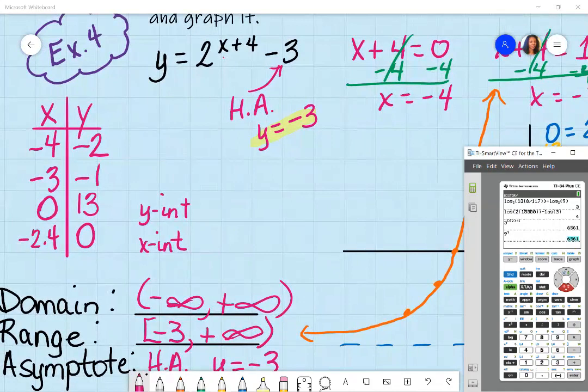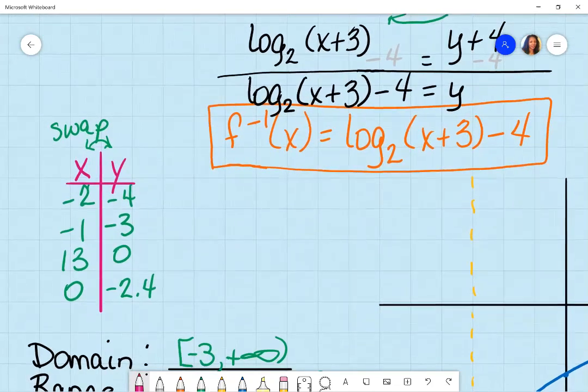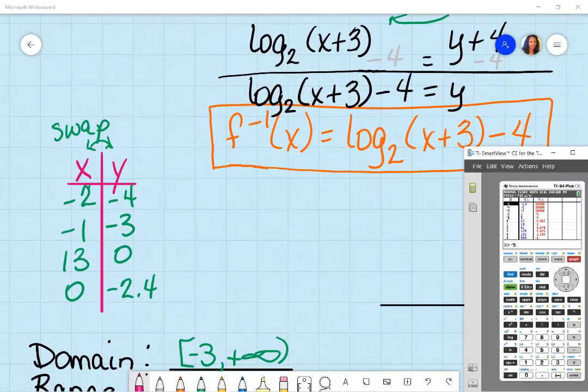Okay, so I'm going to go to y equals, and I've already put in my original and I also put in my inverse. If I go to second table or second graph, the first one that's in blue is my table, which is shown here. I have -4, -2, I have -3, -1. And if I were to go to 0 and 13, of course, the -2.4 won't be on there on the X side. But if I go down to my table for my inverse, it should swap.